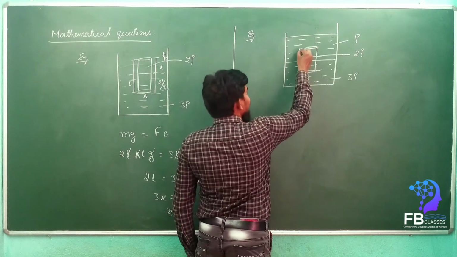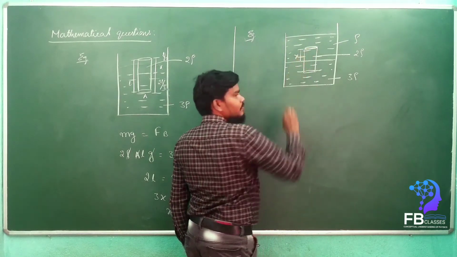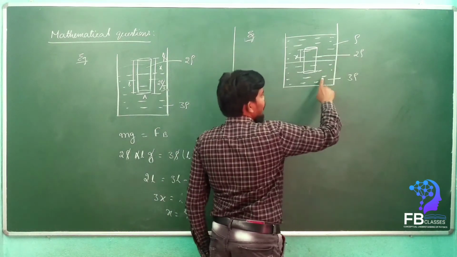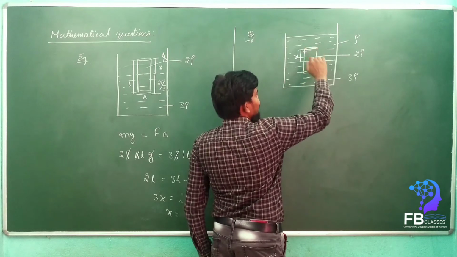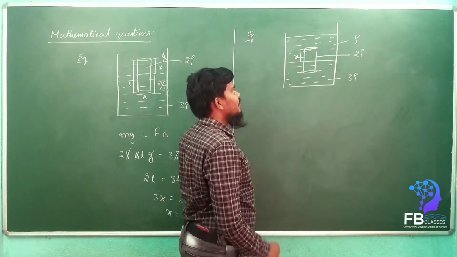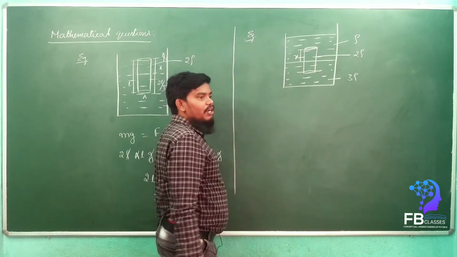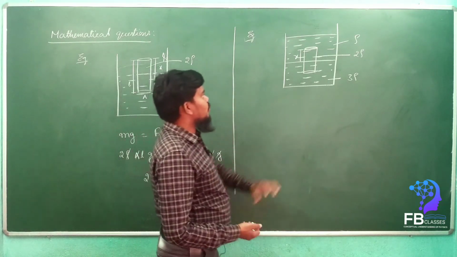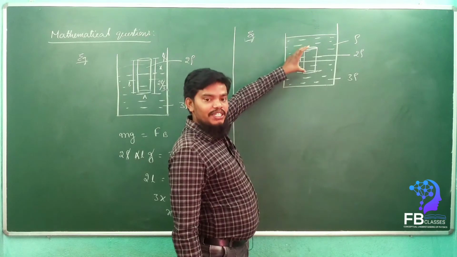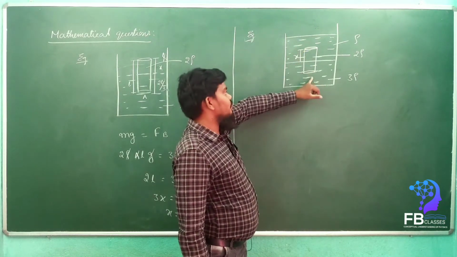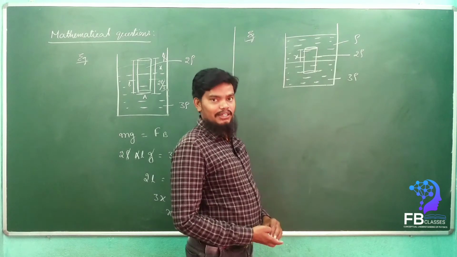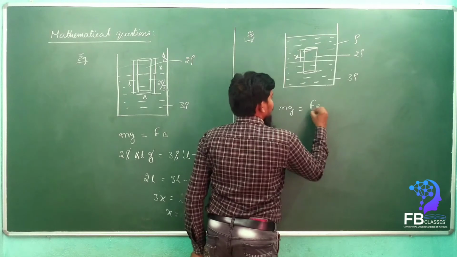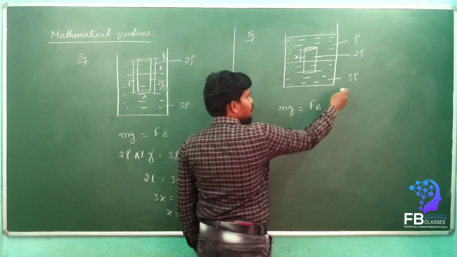Now the question asked is, what is the X value? There are two liquids, one with density rho, another with density 3 rho, and the density of the cylinder is 2 rho. So he says find the value of X. Here also we have to go for the conceptual understanding. The total weight of the cylinder is balanced by the buoyancy force of the 3 rho liquid and the rho liquid. Yes or no? So mg is equal to FB of both liquids.